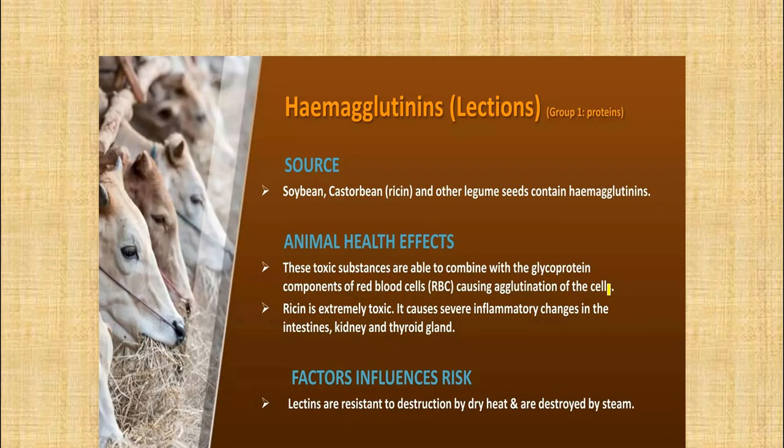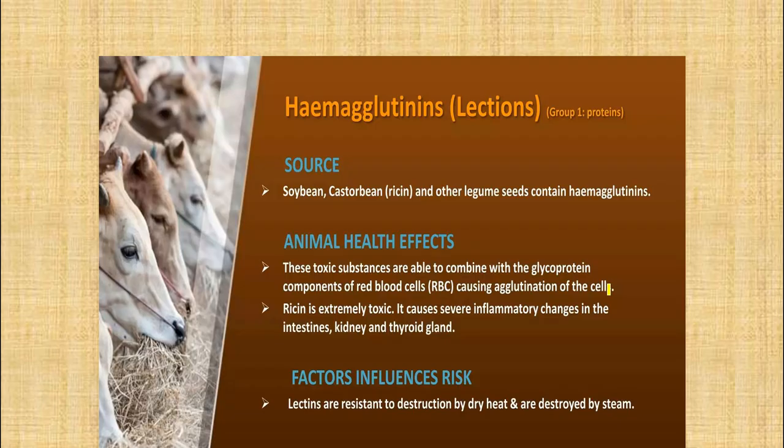So hemagglutinins are also called lectins. The important sources are soya bean, castor bean, and other legume-containing seeds, which contain the hemagglutinin. Suddenly they are going to clump. Then the animal health effects caused by hemagglutinins are that they combine with a glycoprotein compound of the red blood cells, and this causes agglutination of the cell.